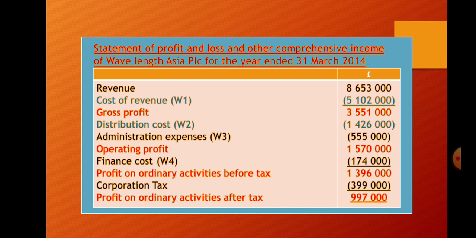So the interest what we pay for borrowing the finance is called as finance cost, which we have calculated in the workings 4, which is 174,000. So after deducting the finance cost, we will get 1,396,000. Then next is corporation tax, which is also given in the additional information, the last point. So after deducting that, we will be getting profit on ordinary activities after tax. So this profit should be added to the retained earnings which has been carried forward from the previous year in order to get the retained earnings which has to be carried forward to the next year.